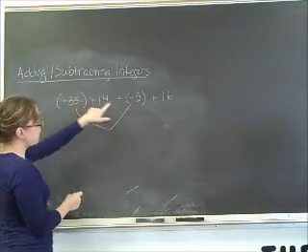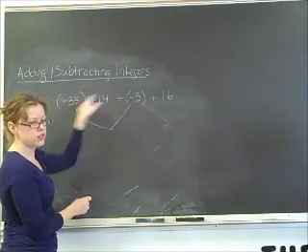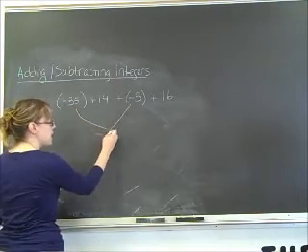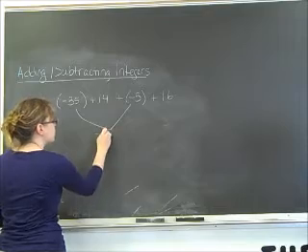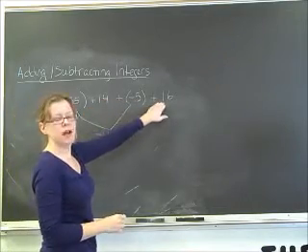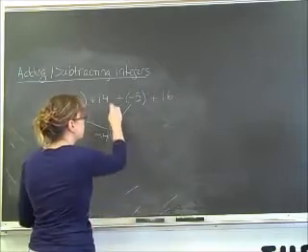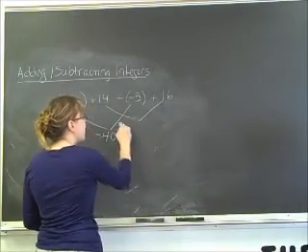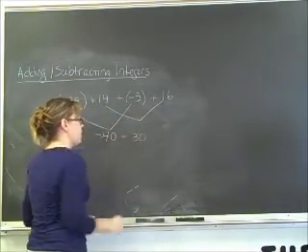So negative 35 plus negative 5, signs are the same, keep the same sign, add the numbers. Gives us negative 40. We have a positive 14 and a positive 16. Keep the sign, positive, add the numbers. 30.